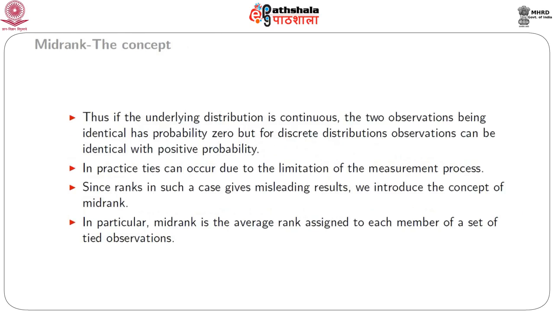So, we introduce in this case the concept of mid-ranks. If the underlying distribution is continuous, the two observations being identical has probability 0, but for a discrete distribution, observations can be identical with positive probability. In practice, ties can occur due to the limitation of the measurement process. Since ranks in such a case give misleading results, we introduce the concept of mid-rank. In particular, mid-rank is the average rank assigned to each member of a set of tied observations.